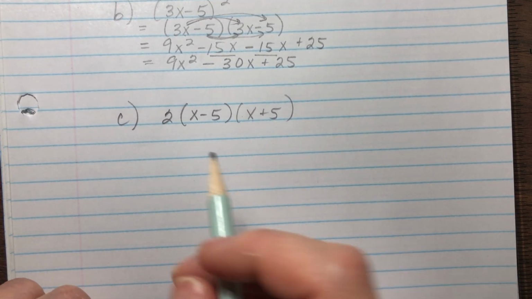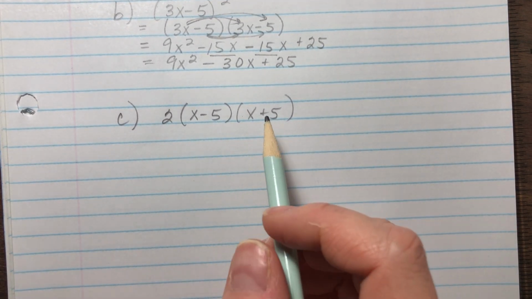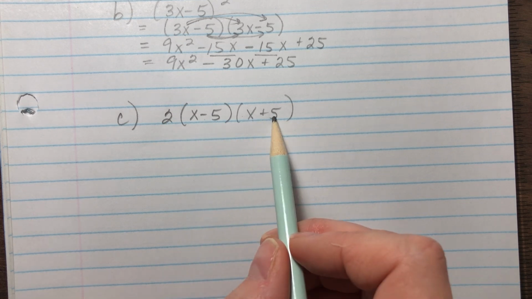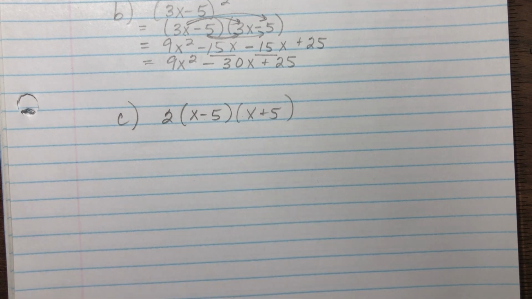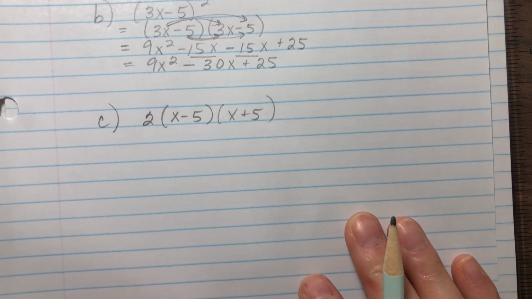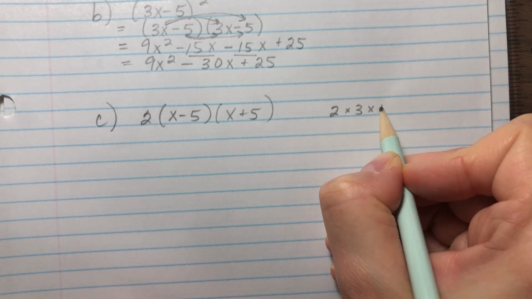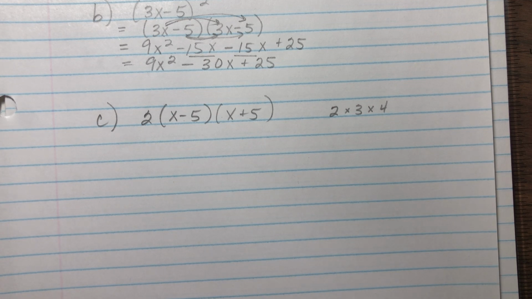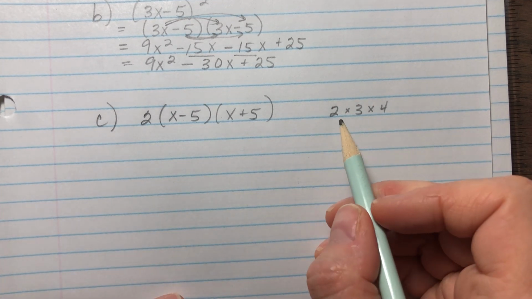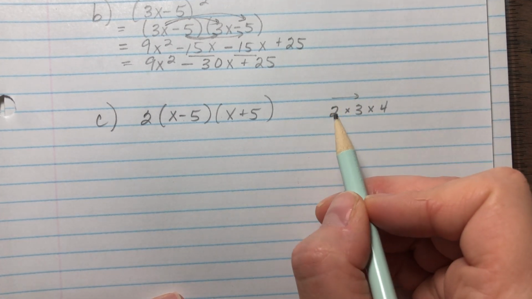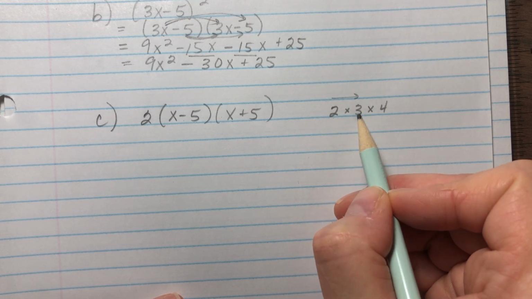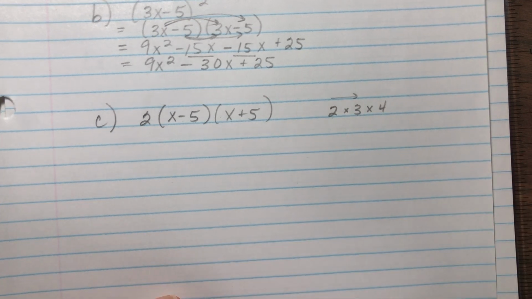Okay, in part C, we're multiplying actually three factors together. So here you have a choice. First of all, if I asked you to find the answer of 2 times 3 times 4, think about how you would find that answer. Some of you may multiply from left to right. So 2 times 3 gives you 6. 6 times 4 will give you 24.